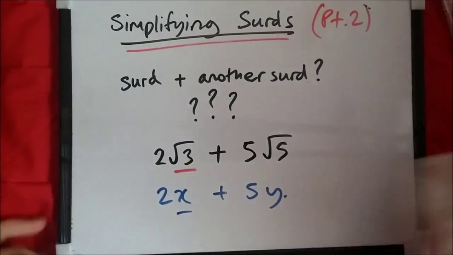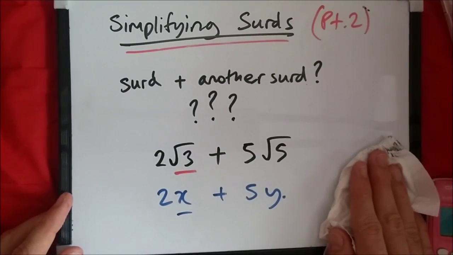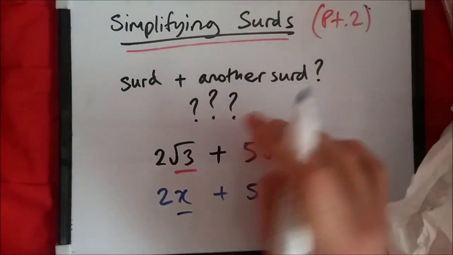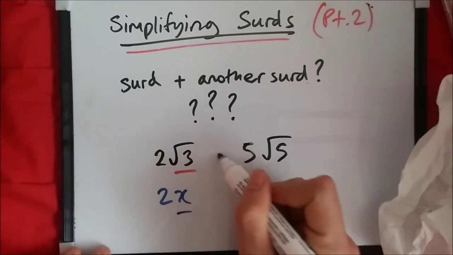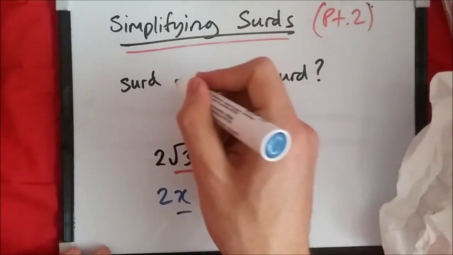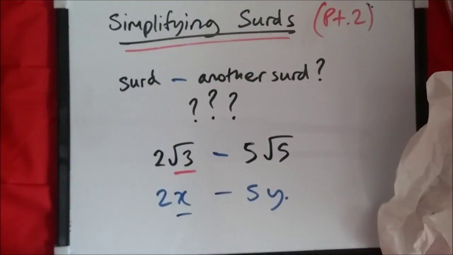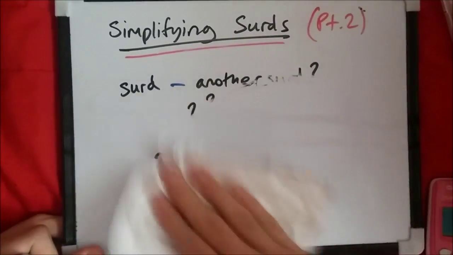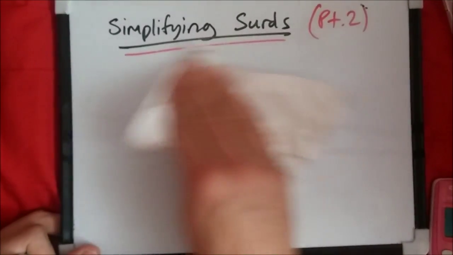Good. So that's really simply all you have to do about adding surds. I mean, it works the same if you were subtracting. If I stuck a minus sign here and a minus sign here, it's the same procedure. No difference at all. Well, let's do a quick example then, yeah?